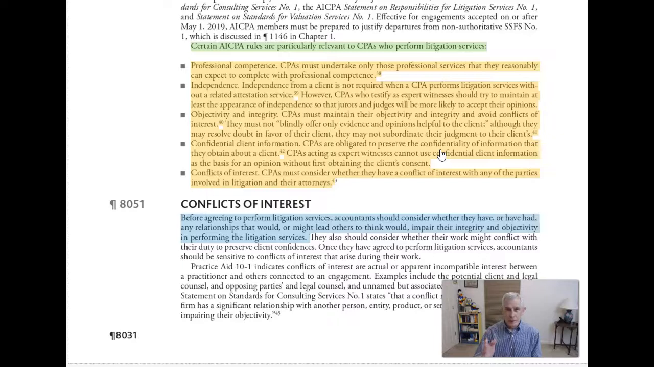Confidential information. Like most areas in accounting, you cannot talk about what you're doing in detail with other people just off the street. So confidential, yes. Conflicts of interest. You cannot have this. Again, it can be maybe other lawsuits you're involved in, somehow involved with one of the other parties. Again, your relatives come in here. You cannot really represent a relative to be an objective expert witness. So you cannot have any conflicts of interest. We'll talk about more down here. You cannot have any relationships that might lead others to think would impair their integrity and objectivity in performing the litigation services. So you must be completely objective.